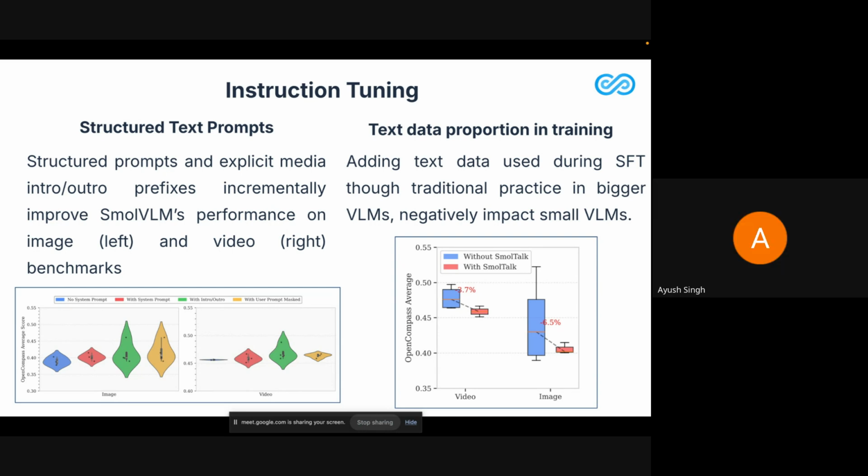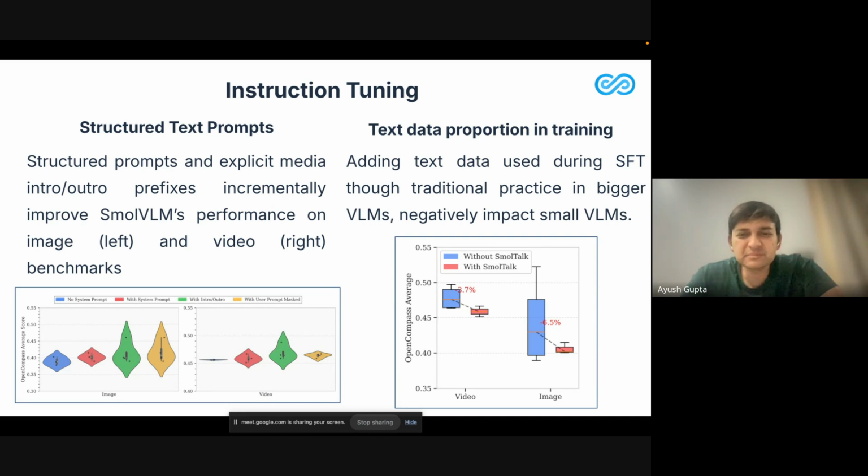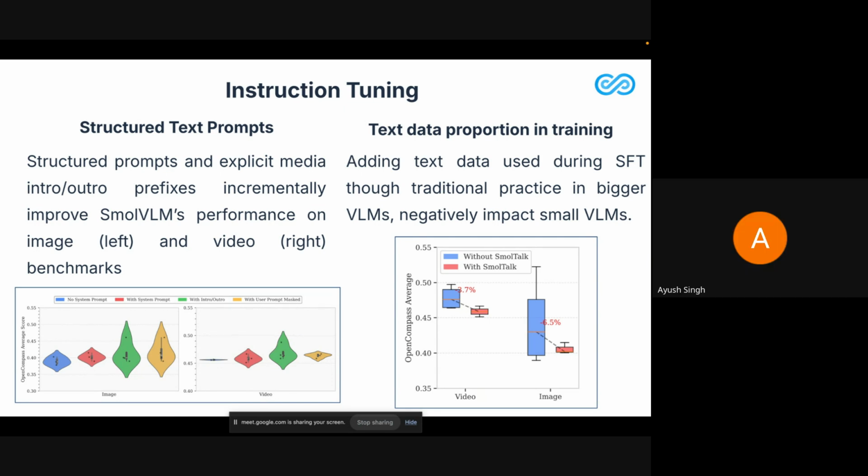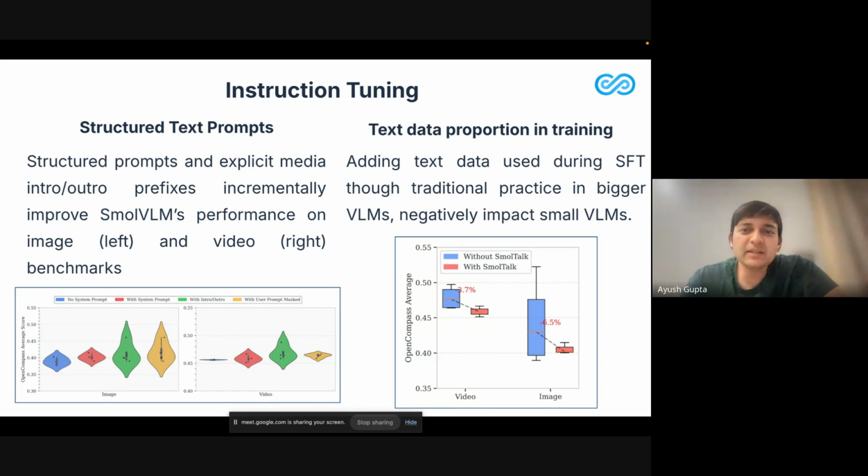And on text data proportion, I think they also mentioned why adding text data during SFT is not giving a benefit in VLMs. Yeah, what I saw was that it was overfitting on the textual data and forgetting its visual capabilities. Right. And that is the problem with the smaller size models. In all the experiments that we have done playing with smaller size models, we see that they definitely lack reasoning capabilities, or they lack instruction following capabilities.